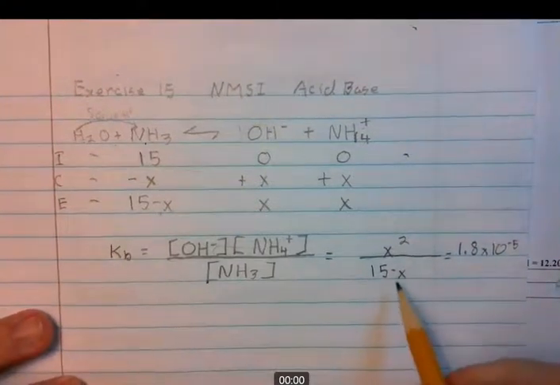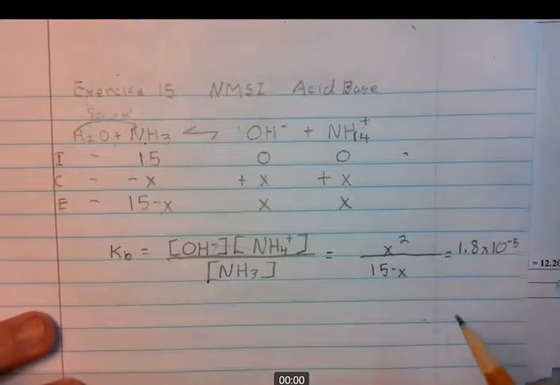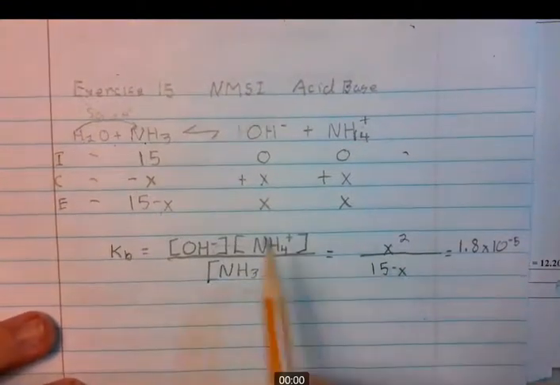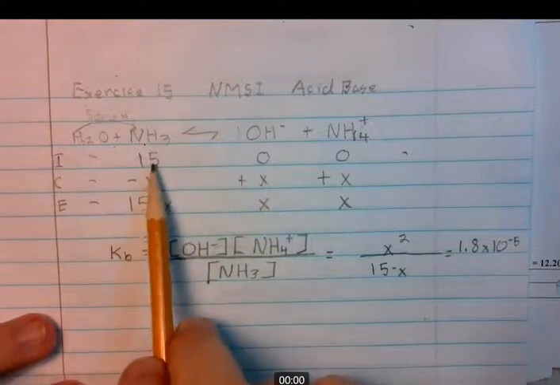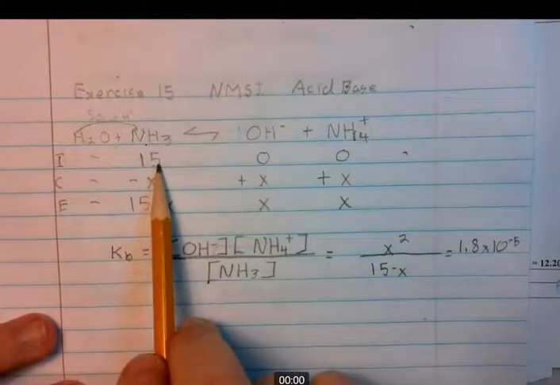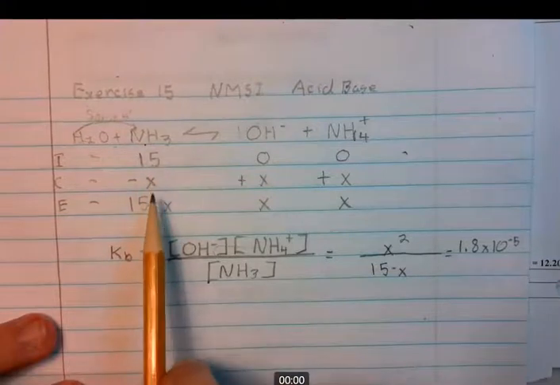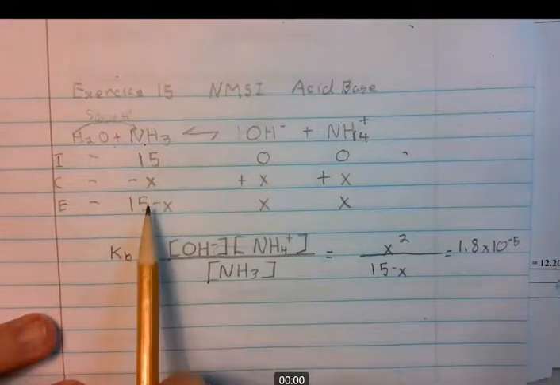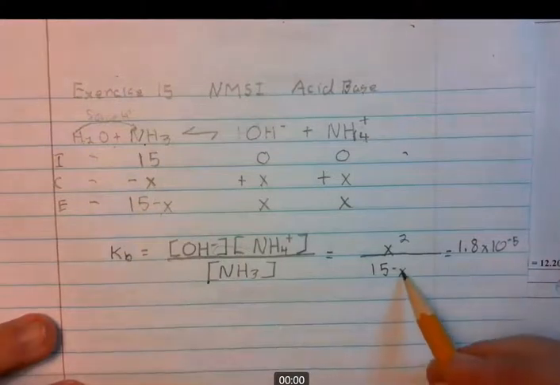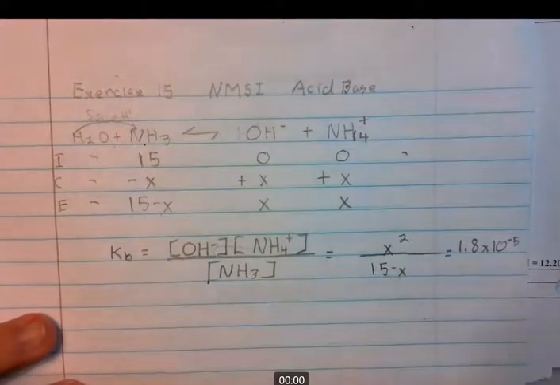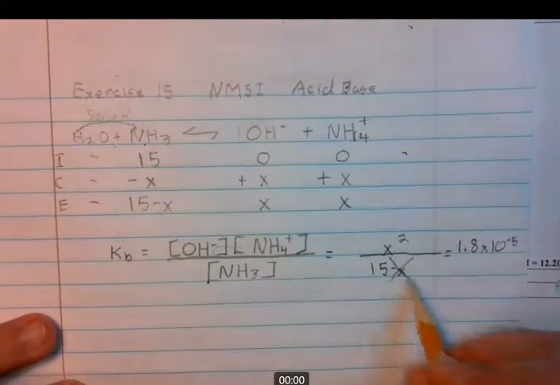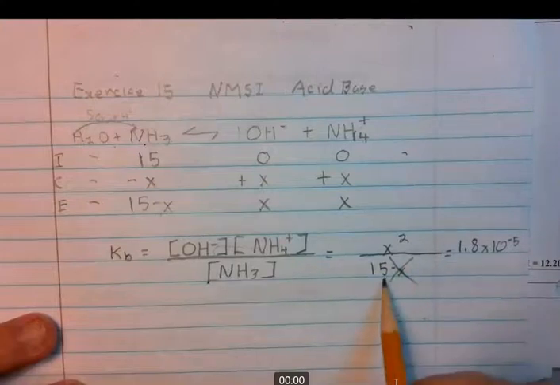Okay, so again, we're going to use our small variable approximation. Again, because it's a weak base, not very much of this. This is a lot of ammonia, 15 molar, and only a very small fraction of it is going to dissociate. So we're going to use x is very small compared to 15, so it goes away. And now we can multiply.